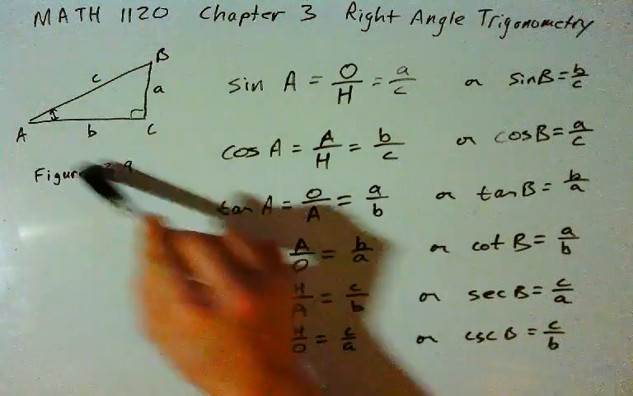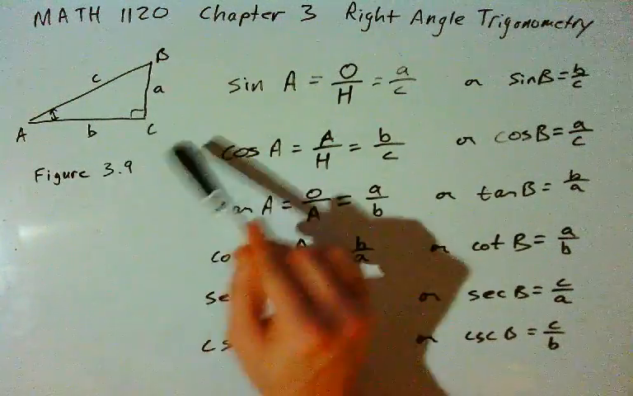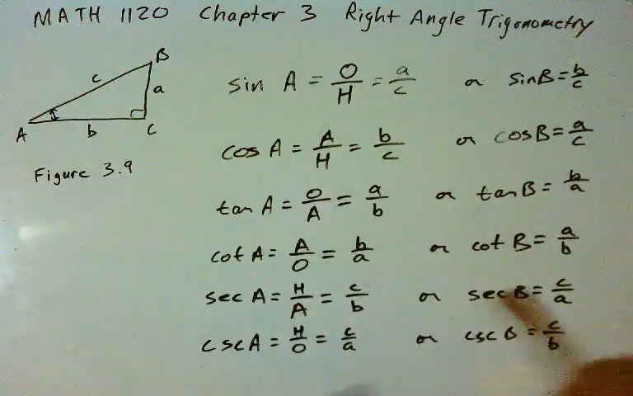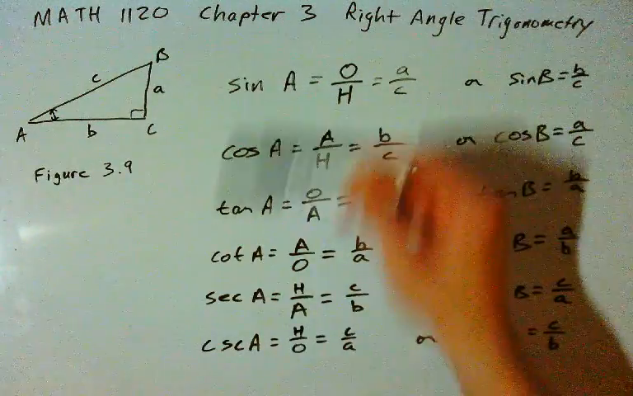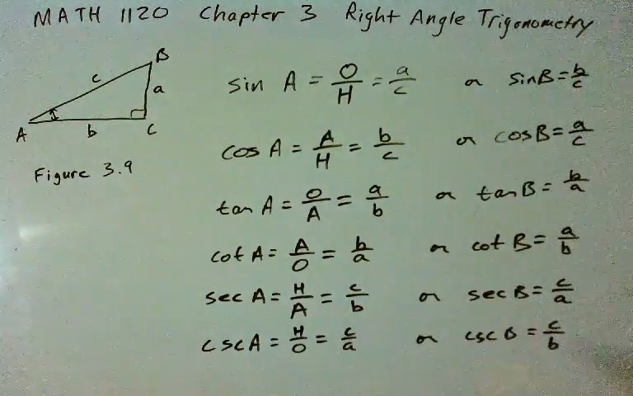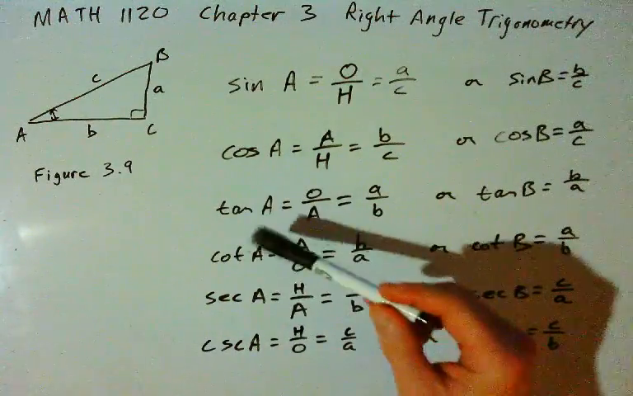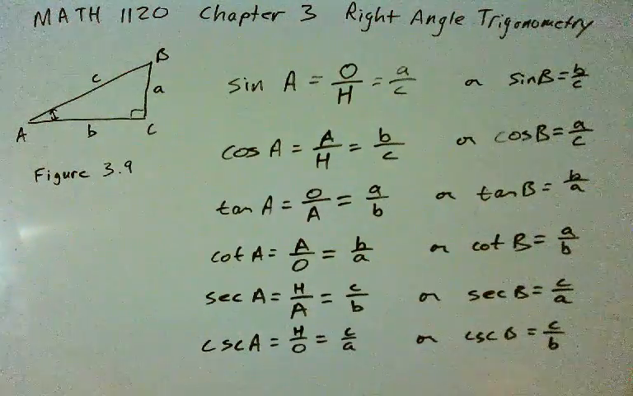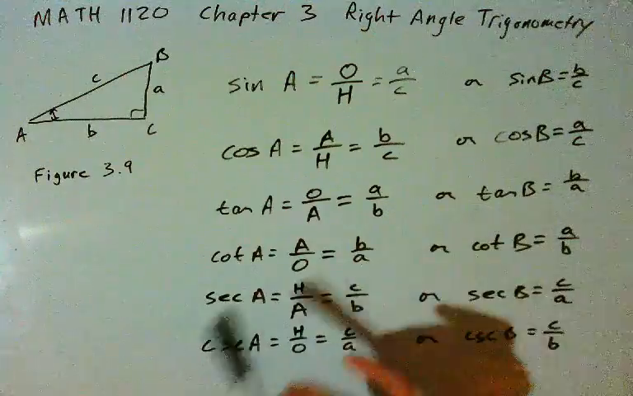So for any triangle, we have these two angles A and B that are not the right angle. And so for each of these angles, we have these 6 trigonometric functions: the sine, the cosine, the tangent, the cotangent, the secant, and the cosecant. And so we want to take a look at some of these.